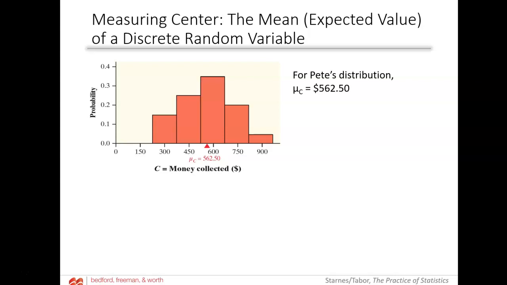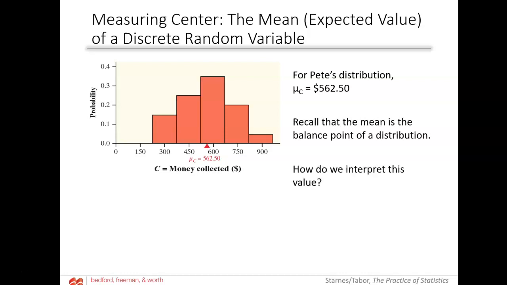All right, so let's figure out the expected value for this question. Now they've notated where it is. They say, recall it's the balance point of a distribution. I actually don't want us to calculate it for this one. Okay, sorry. Let's just interpret it this time. So how do we interpret that 562.5?